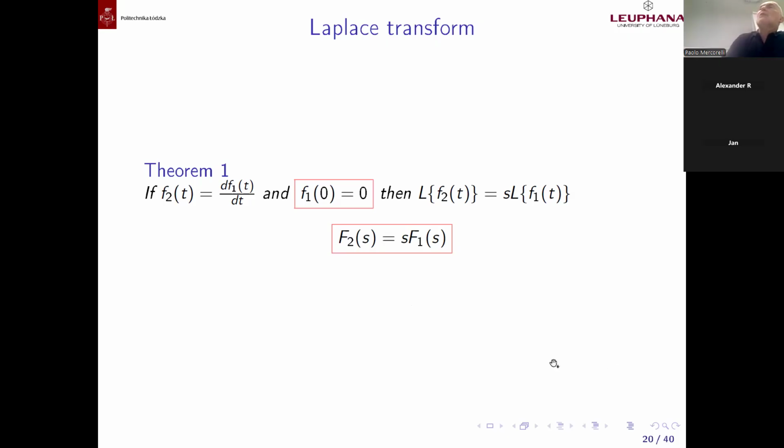Or better to say, the formulation is more compact with this initial condition 0. Then, this is the theorem: the Laplace transform of f2 is s times the Laplace transform of f1. This means this sentence here can be rewritten in this form: F2 of s equals s multiplied by F1 of s. Very often the notation which we use is F capitalized of s as the Laplace transform. f not capitalized of t is the corresponding time domain function.